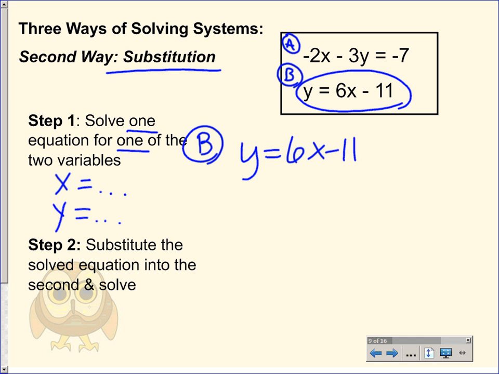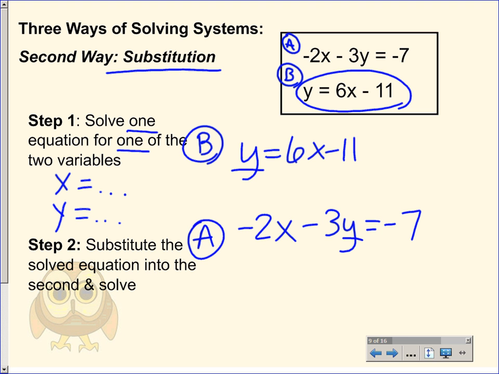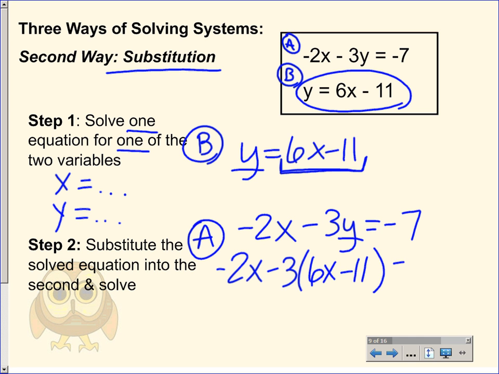I first started with equation B, so now I'm going to go to equation A. That equation is negative 2x minus 3y equals negative 7. Since I solved for y in the first one, I'm going to substitute for y in the second. So negative 2x minus 3, and then instead of y, I'm going to have whatever y equals in the other equation. In this case, I have 6x minus 11. So 6x minus 11 gets substituted in for y.